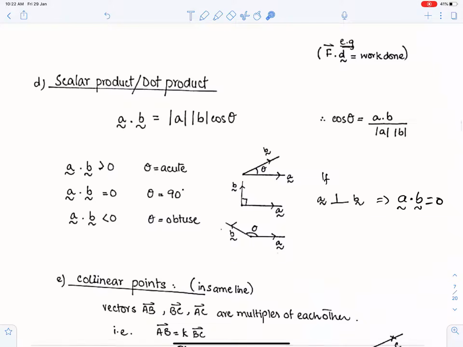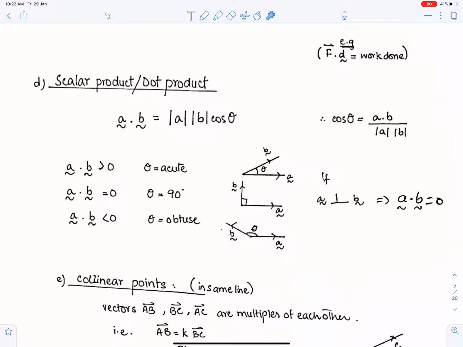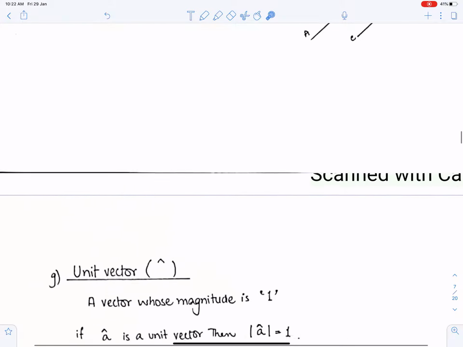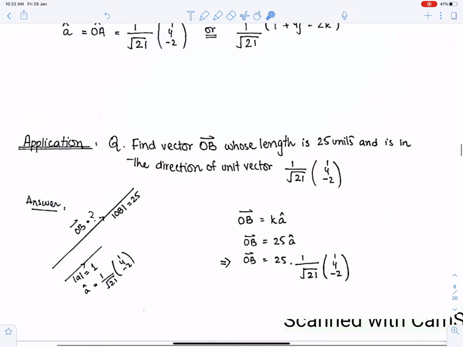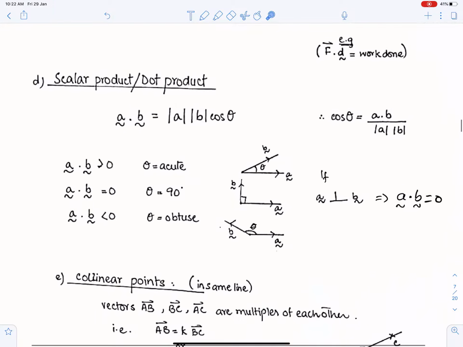Well, if the dot product is negative, then the angle between the vectors is obtuse. This angle is obtuse. So by observing the answer of the dot product, we can guess the angle. Like we can say the angle is acute or right angle or obtuse angle. Now let me do a few examples of this concept, scalar product.